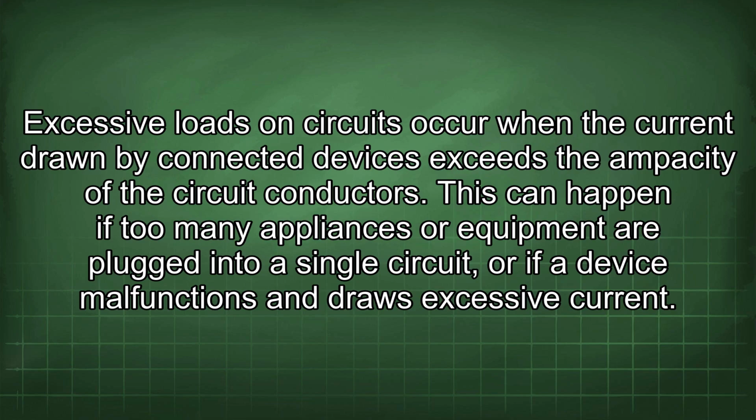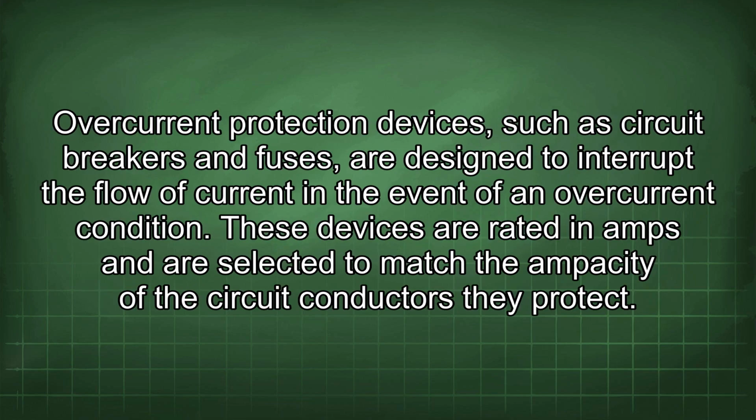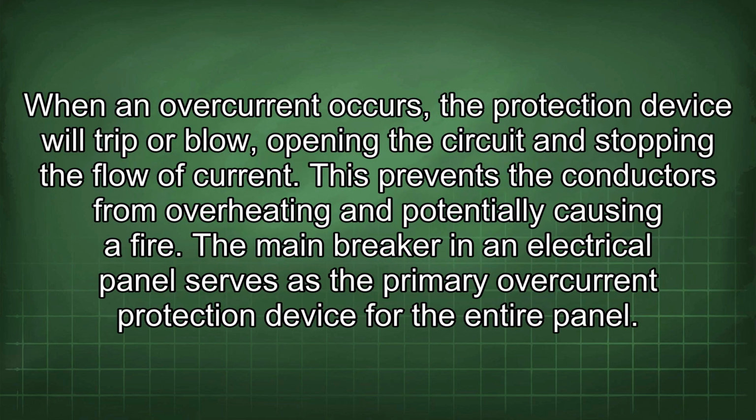and draws excessive current. Overcurrent protection devices, such as circuit breakers and fuses, are designed to interrupt the flow of current in the event of an overcurrent condition. These devices are rated in amps and are selected to match the ampacity of the circuit conductors they protect. When an overcurrent occurs, the protection device will trip or blow, opening the circuit and stopping the flow of current. This prevents the conductors from overheating and potentially causing a fire.